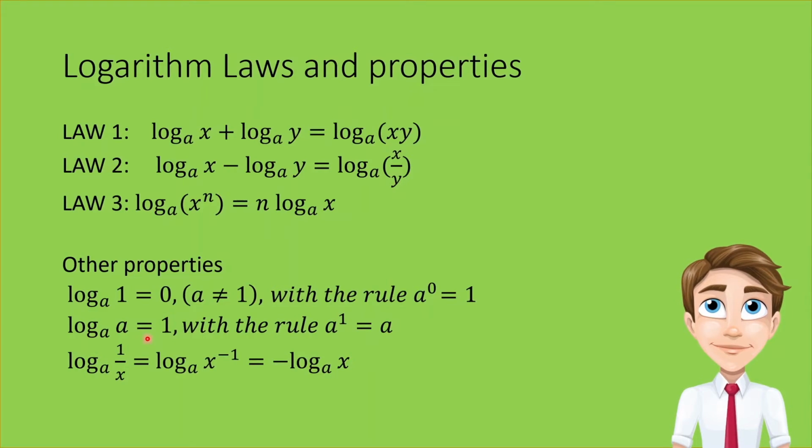So the final property is log base a of 1 over x is equal to log base a of x to the power of negative 1. So in powers, if you have a power of a negative number, then it means that it's just a reciprocal. So 1 over x can also be written as x to the power of negative 1, and this is the reciprocal of x. So it has to be negative 1 as the power. And in law 3, we know that the power can be moved in front of the log. So it's negative log base a of x.